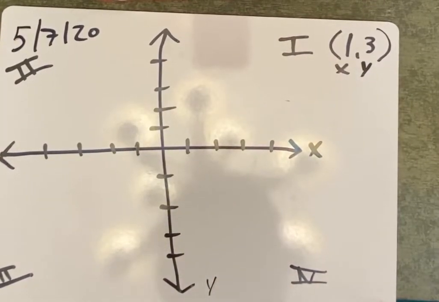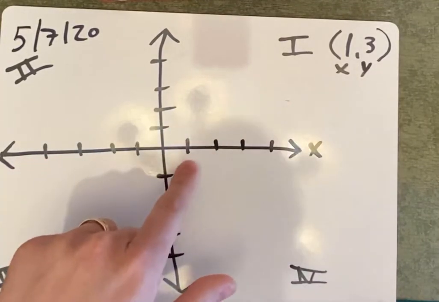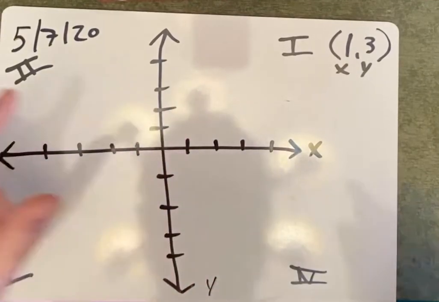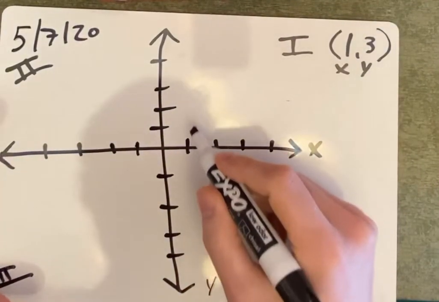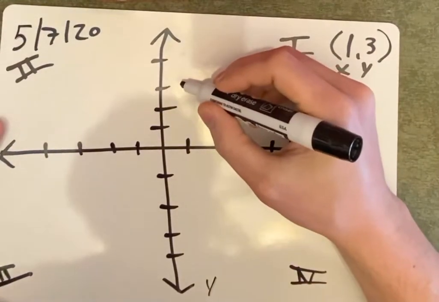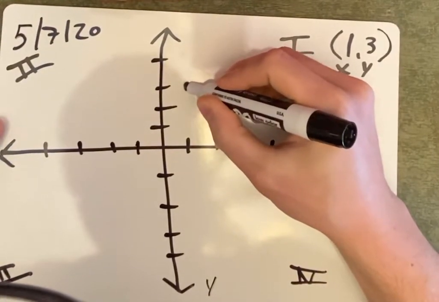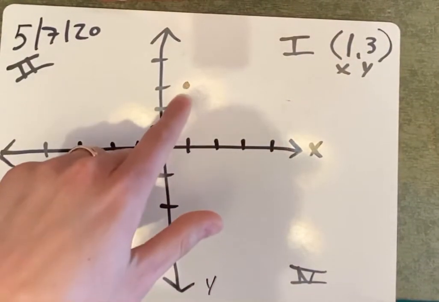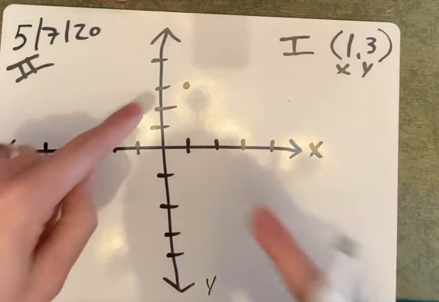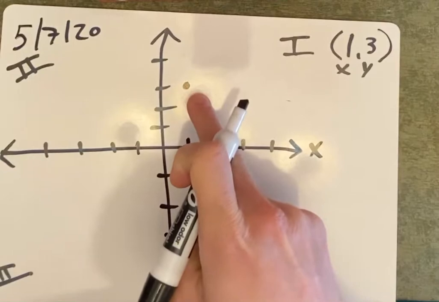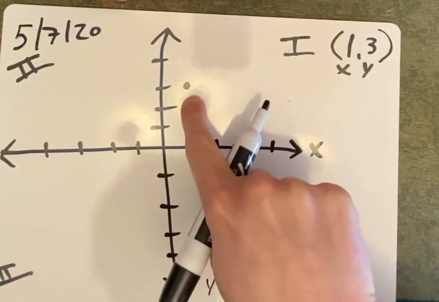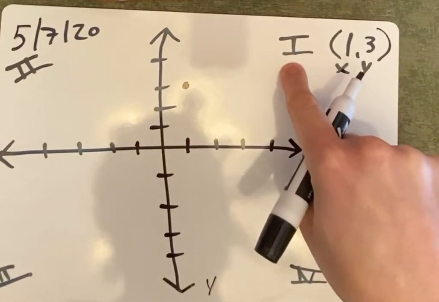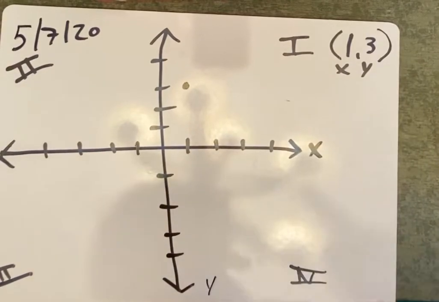So I look on my x for 1. This is 1. I look on my y for 3. So I go to 1 and then I go up to 3, and then I put a dot where the points meet. That's how I mark up my ordered pair on a coordinate plane. Wherever the 2 points meet is where the dot goes. And look where this is located now. This point is located in quadrant 1.